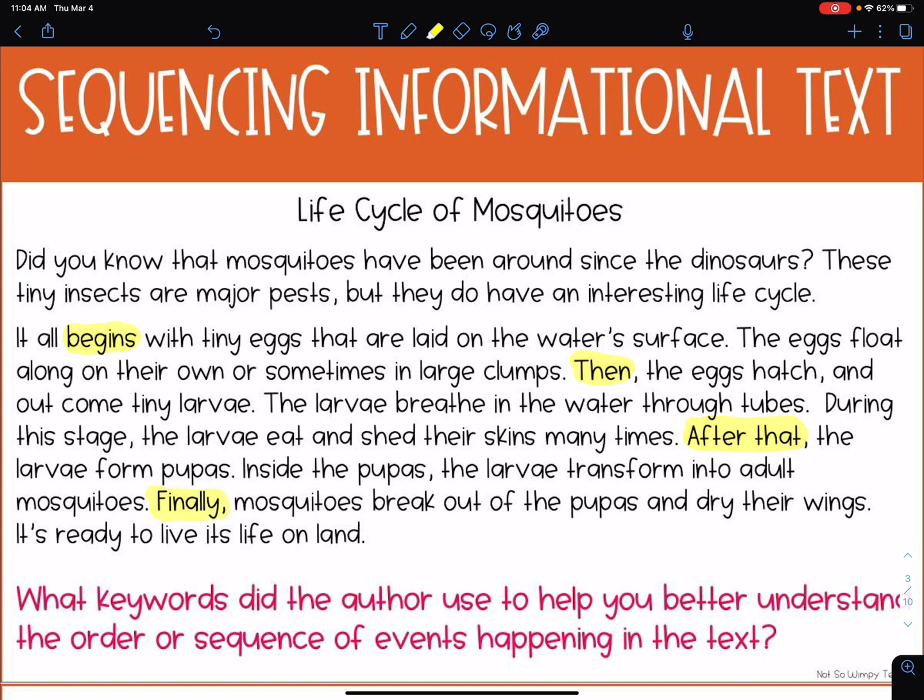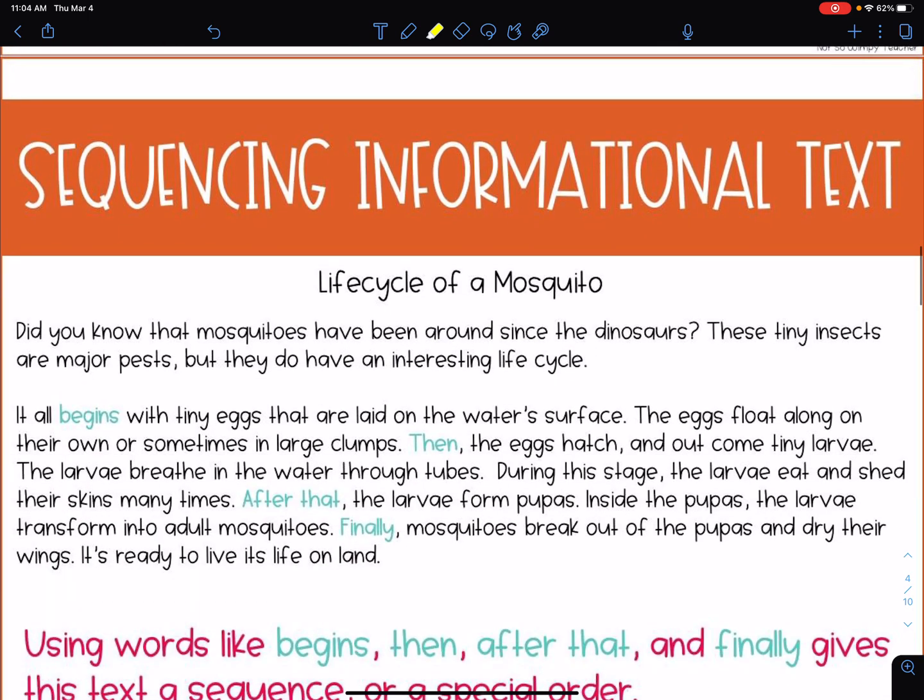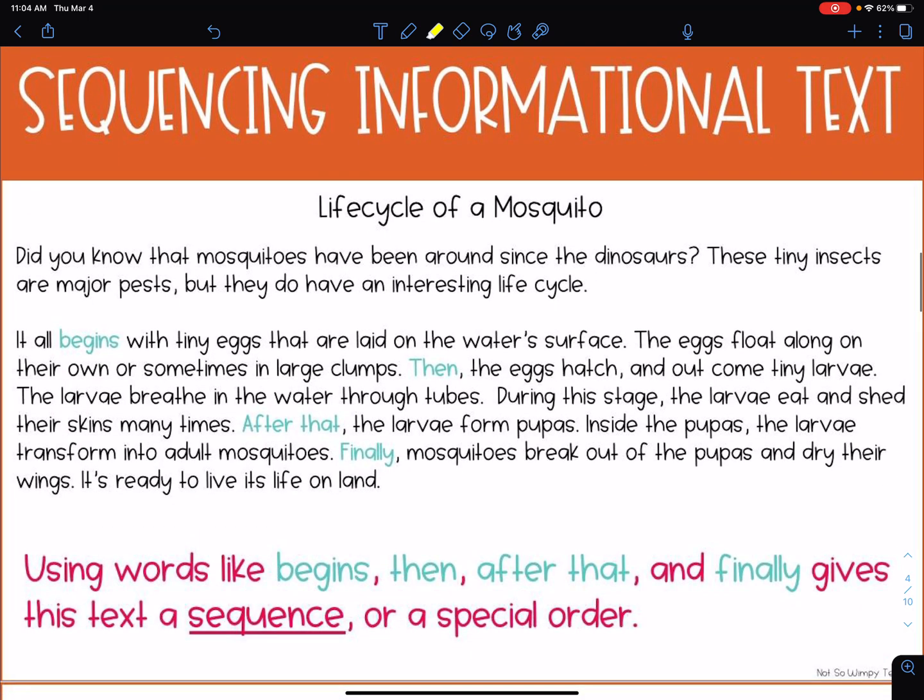Did you spot those four? So again, here they are in blue that you can see are keywords: begins, then, after that, and finally. So using words like these four, begins, then, after that, and finally, gives a text a sequence or a special order.